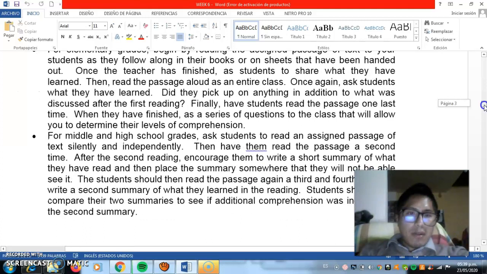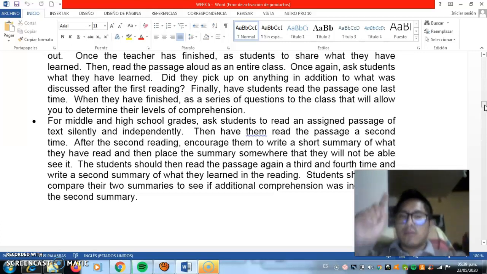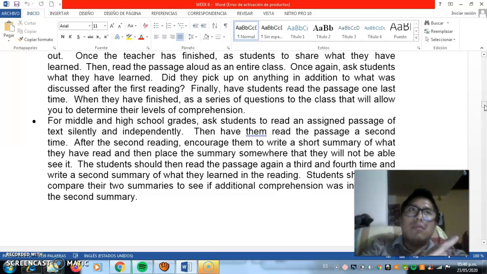Here it says, for the middle and high school grades, ask your students to read the assigned passage of text silently and independently. Yeah, that is very nice. After the second reading, encourage them to write a short summary. Yeah, yes, that is true. But this is more like post-reading activities. I like text coding a lot, and here the most important thing is to repeat it, read one more time and try to apply text coding so that when you read one more time, of course you don't have any problems or doubts in this case.